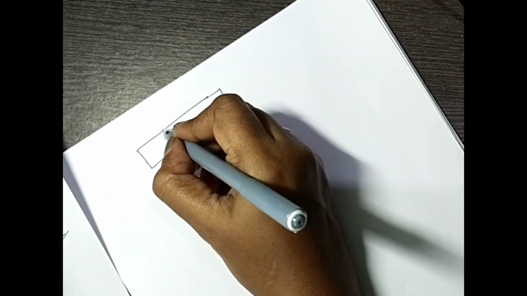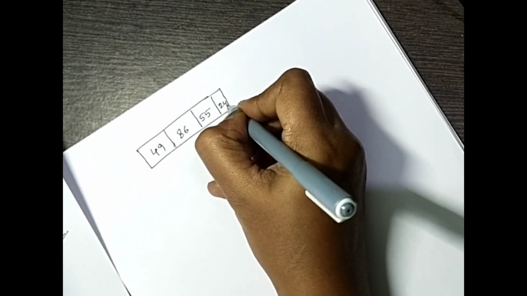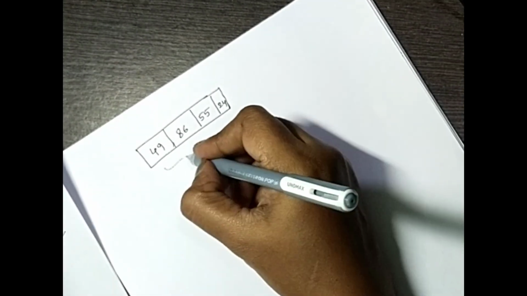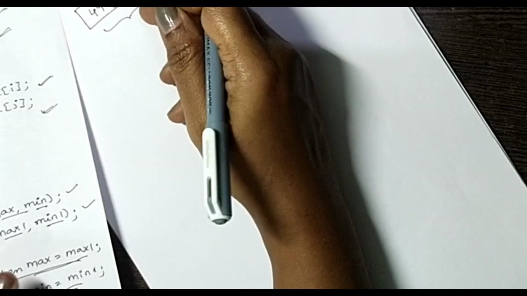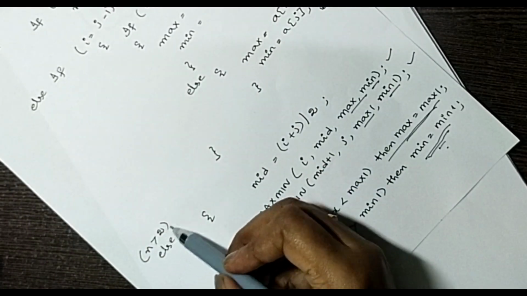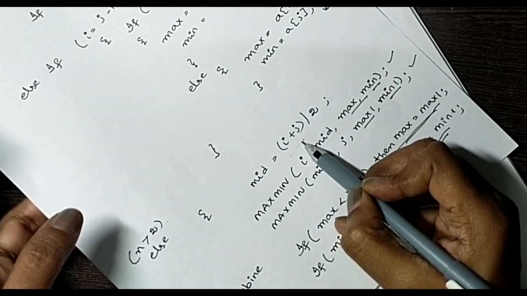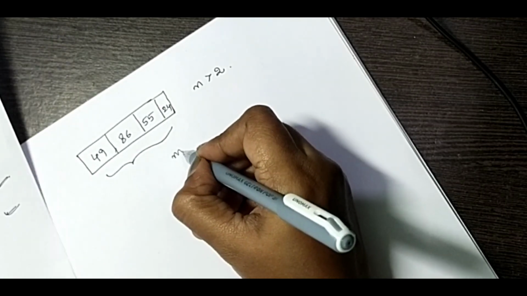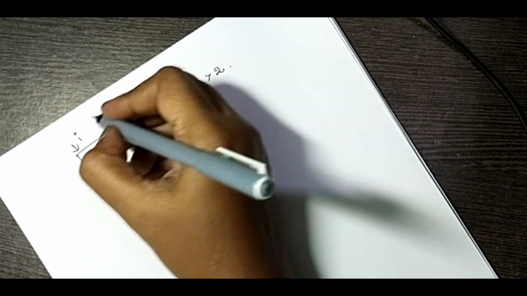Let's trace this out with an example. So this is an example. The list is having 4 elements. Here we have n greater than 2. So the first step is we have to find out the mid value. Mid is calculated by (i plus j) by 2. This is i, this is j.